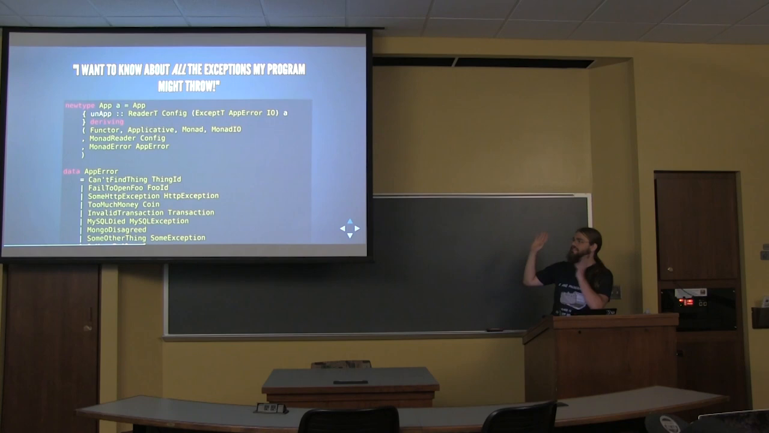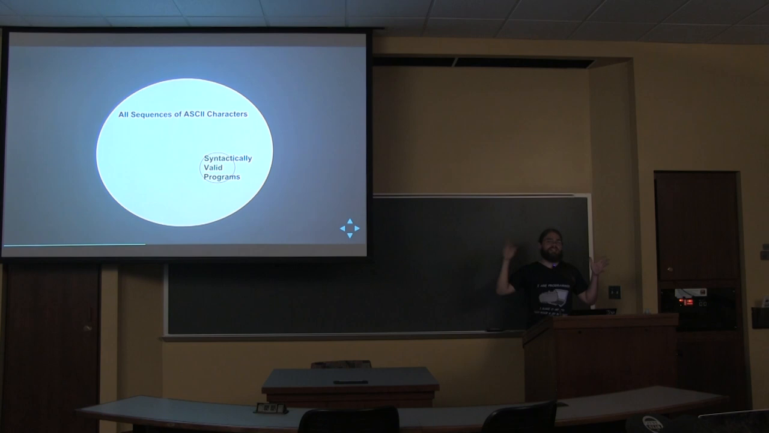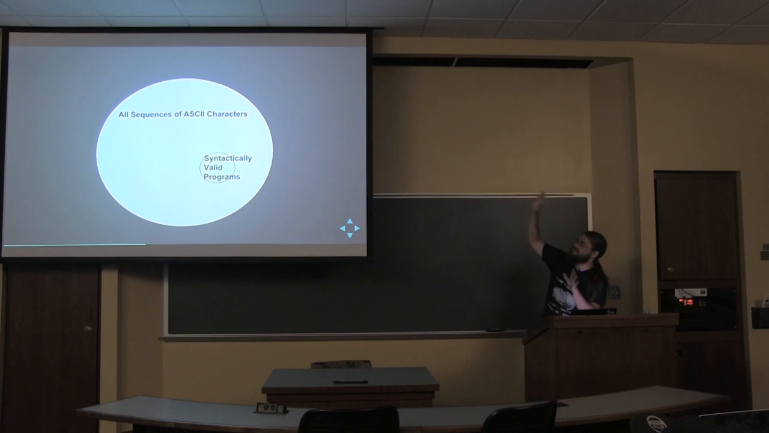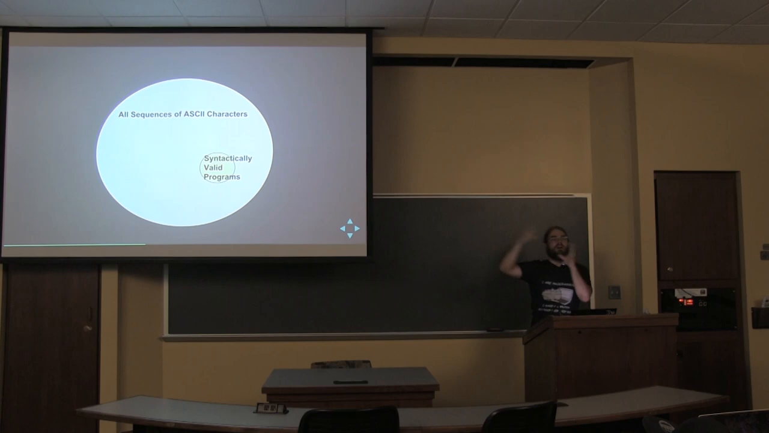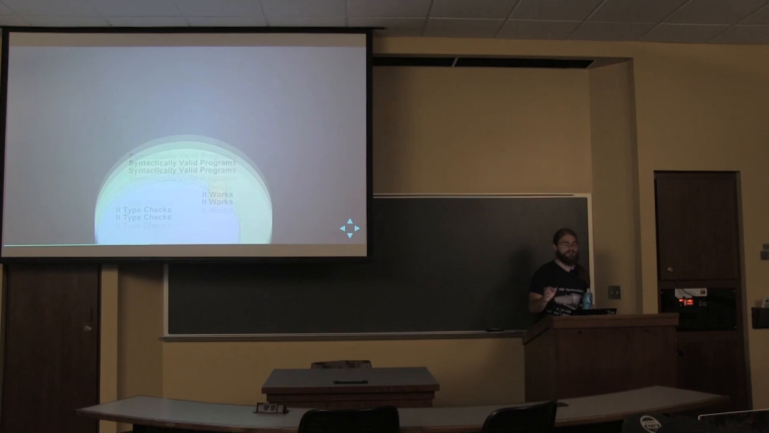So I like to think of these kinds of things as possibility spaces. This blue thing right here is the set of all sequences of ASCII characters. And then that little green thing right there, it should be smaller than that, but I couldn't get the text smaller, is the set of all syntactically valid programs. So we've got this gigantic space of programs that don't even parse, and this much smaller space of syntactically valid programs. And we're going to zoom into that syntactically valid programs.